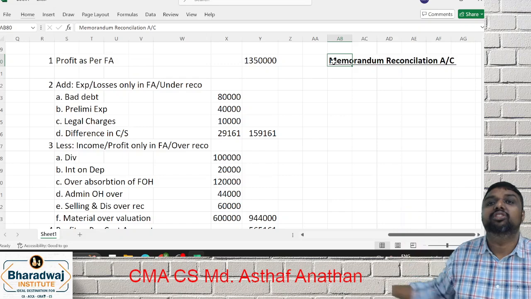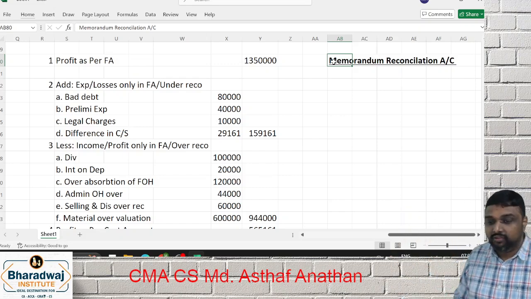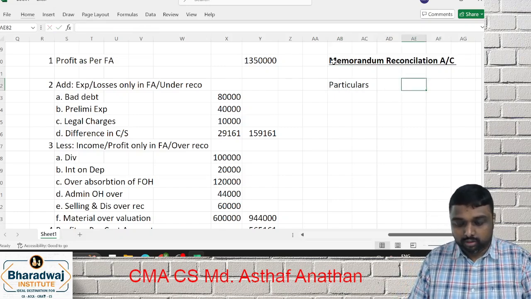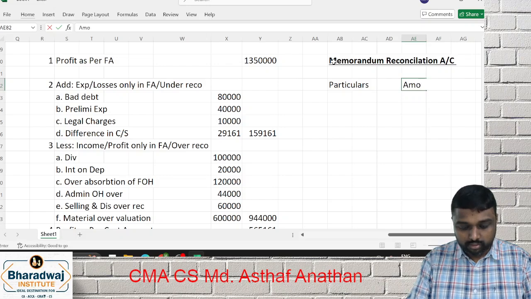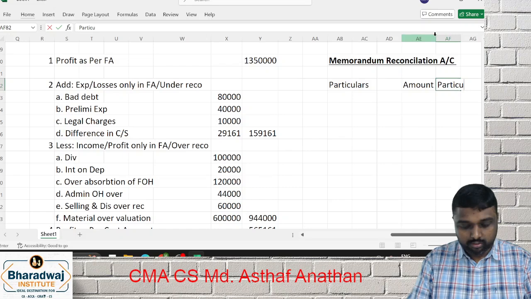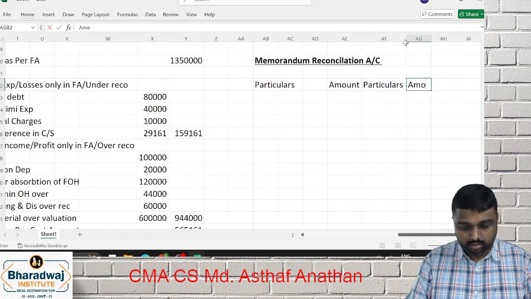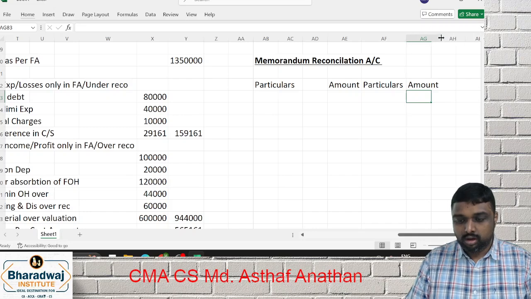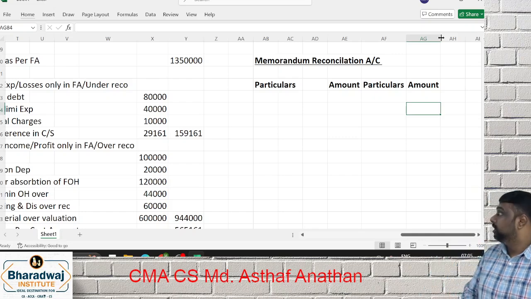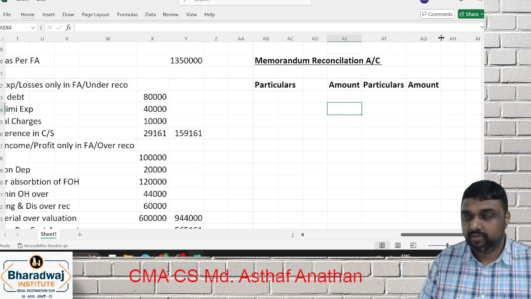Some friends maybe forgot this. I'm revising now. The memorandum reconciliation account is a T form. It's a T form. Same thing. One column for particulars. One column for what? The amount. Now what we have to do, my dear friends?